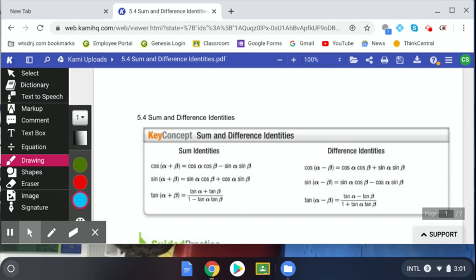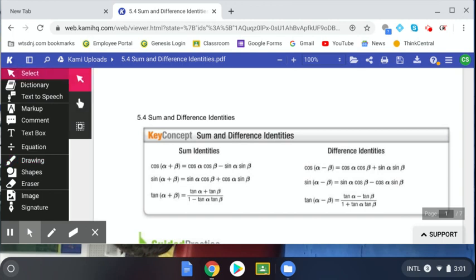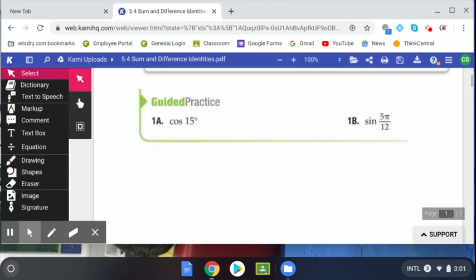I haven't seen any teacher require you to memorize this. So you will be given a formula sheet when you need to perform problems that require these identities. So I'm going to go ahead and show you how to apply these. There are two guided problems. The first one says find cosine of 15 degrees.